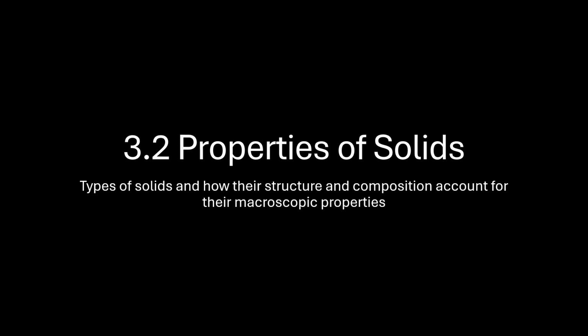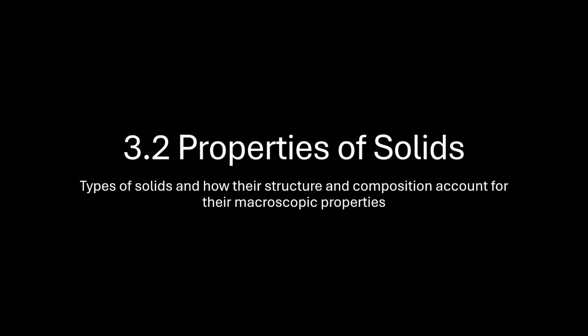So this video is going to be on 3.2, properties of solids, and what we're going to talk about are types of solids and how their structure and composition account for their macroscopic properties. So what we're basically going to do is talk a little bit about what I introduced in Unit 2 about bonding and different types of compounds, and we're going to bridge that into this new idea of intermolecular forces and what we talked about in 3.1.